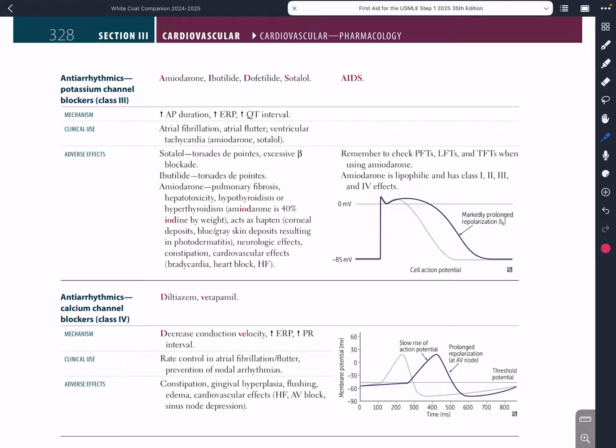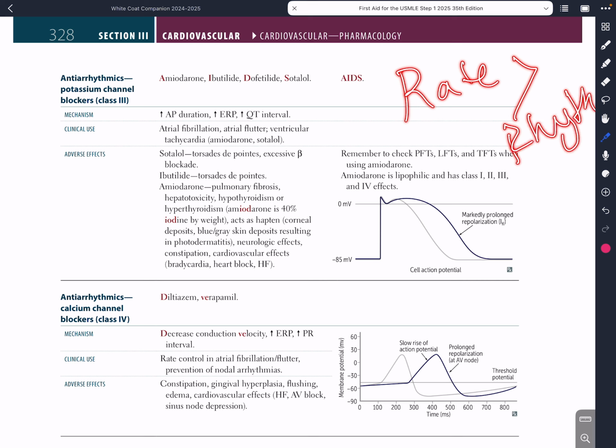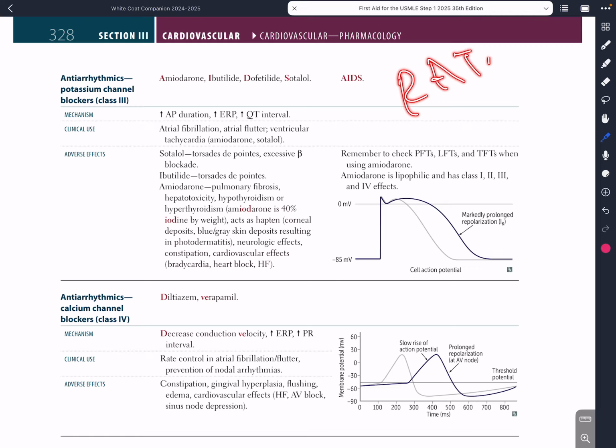In ventricular tachycardia or ventricular fibrillation also, you can use amiodarone, sotalol. Remember, guys, rate over rhythm, always, for the rest of your life. First control the rate, then control the rhythm, not the other way.